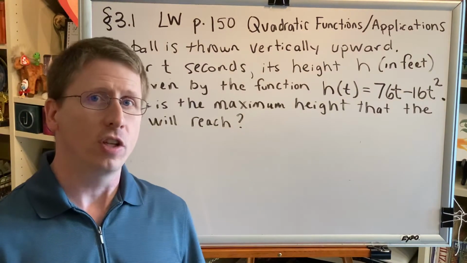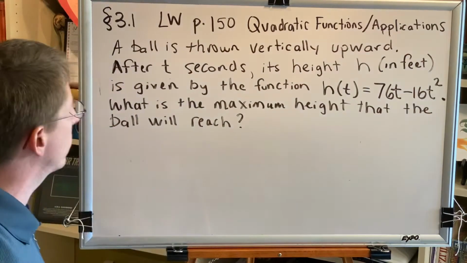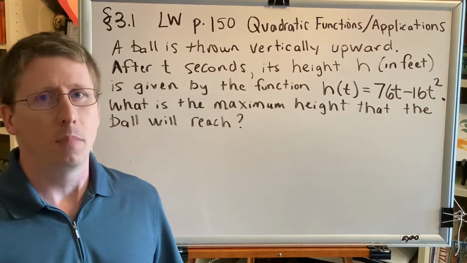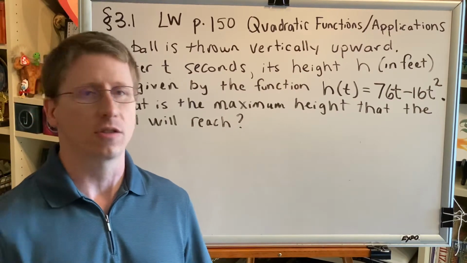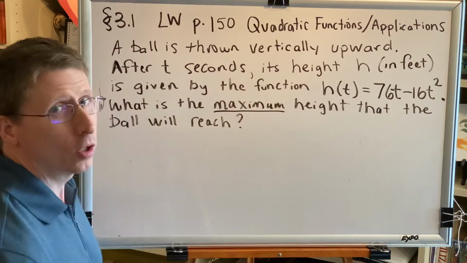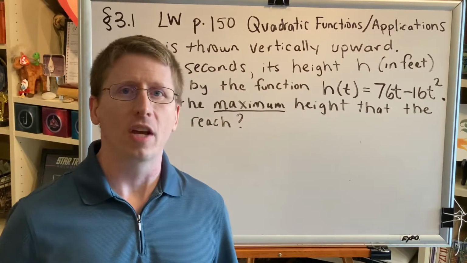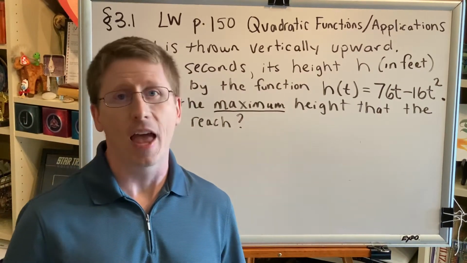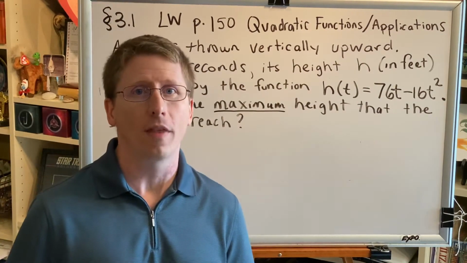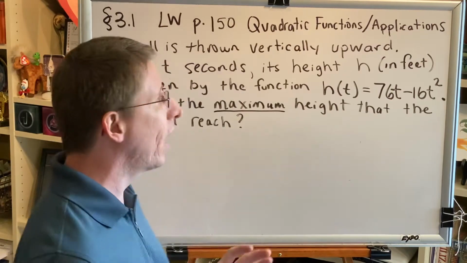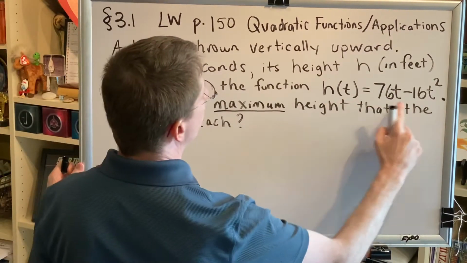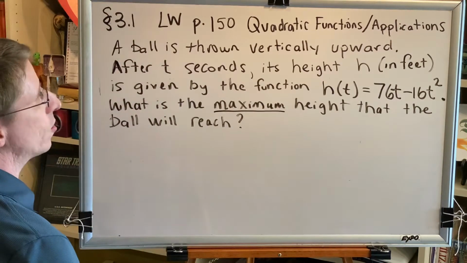Okay, the first thing you want to think about with a problem like this is, are there any extreme words in the problem, like biggest, smallest, largest? In this case, there is. Maximum. So if we can verify that the equation that we've been provided is a quadratic equation, then to find a maximum, we're looking for the vertex. Okay, here's the equation we've been given. h of t equals 76t minus 16t squared.